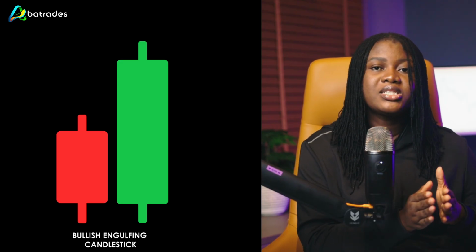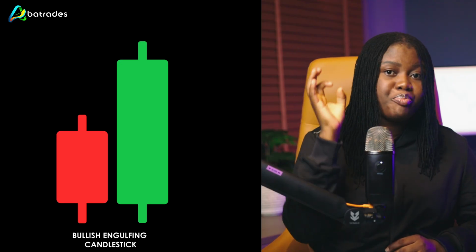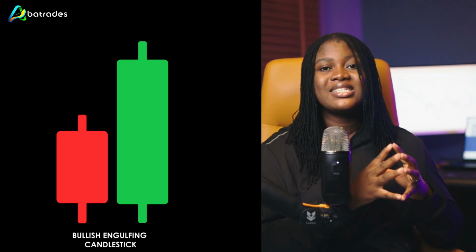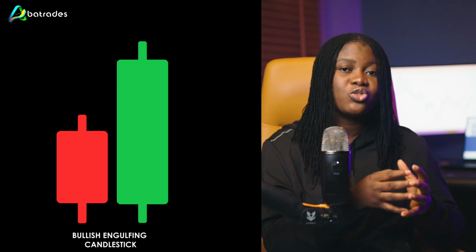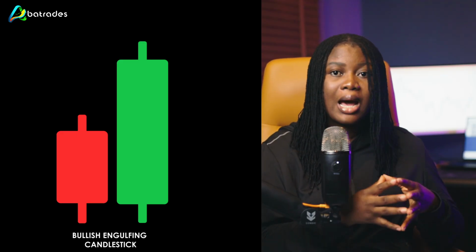Okay, now with the bullish candlestick pattern, you have a very small bearish candlestick, and then a very big bullish candlestick. And when you see this candlestick form, it just shows you that the buyers are in control. The buyers have eaten up the previous sell candle. It has overshadowed it, it has engulfed it. It shows that there's a power shift about to come into the market.